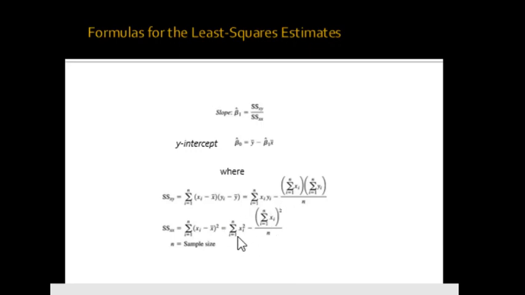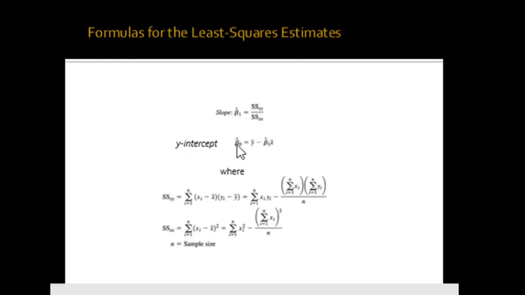Another format that can be used is sum of all xi squared. So you take each x, square it, and then add them, minus sum of all xi, whole squared. So basically you add all x's and then square it, divide by n. So these two values, when you take the sum of squares xy divided by sum of squares xx, it gives you the estimate of the slope.